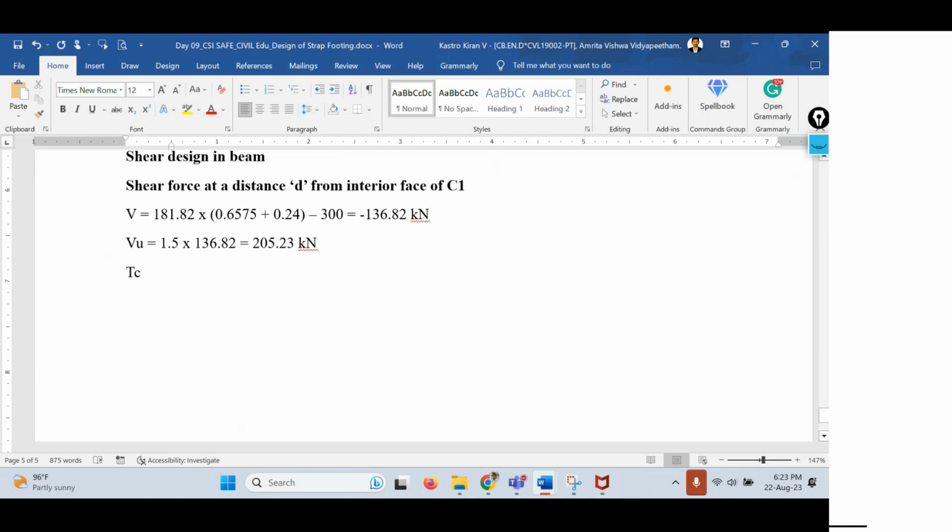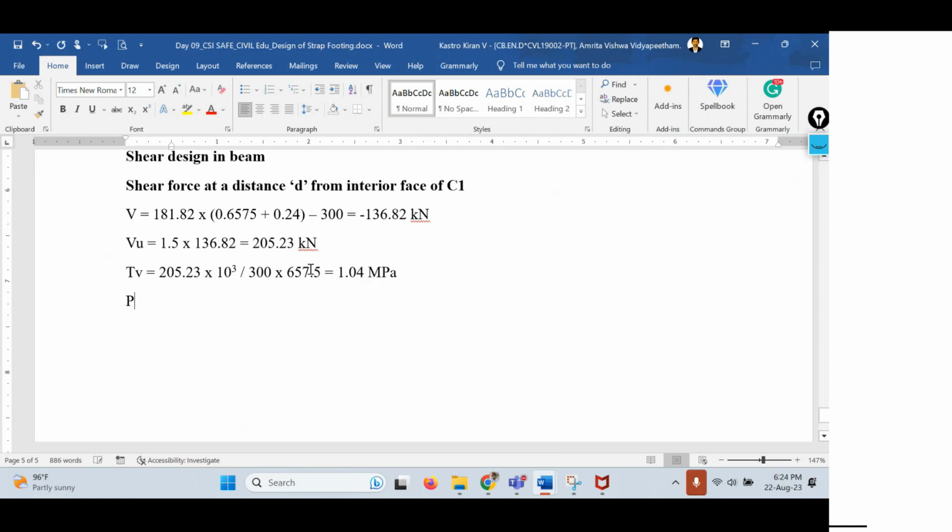So tau v equals, we know the formula, Vu by Bd. What is the Vu value? 205.23 into 10 cube divided by Bd. What is B? B is the dimension of the beam, not the column, that is 300, into the effective depth of the section, which is 657.5. That is the effective depth value. If you solve this, we get the tau v value, which will be 1.04 megapascals.